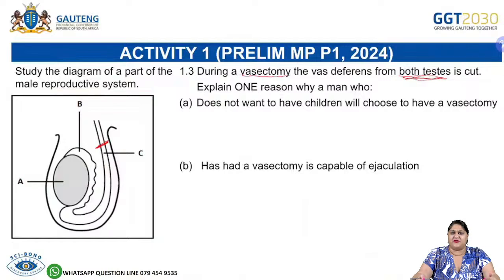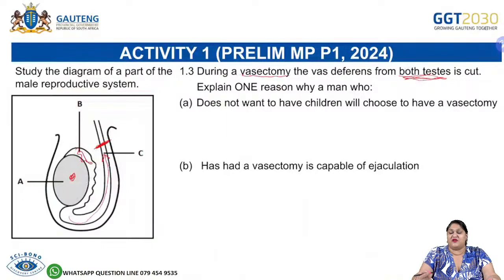So you need to think to yourself, okay, what is this going to cause? First, we need to ask ourselves, what does the vas deferens do? It's going to transport the sperm, right? So if it's cut here, then the sperm that's produced here and stored here, where is it going to go once it reaches here? It's not going to be able to pass, because now it's cut.